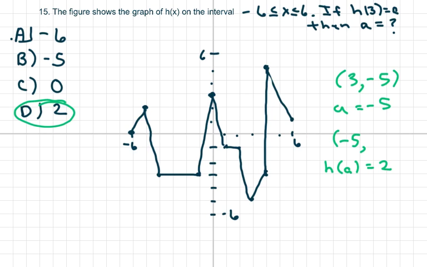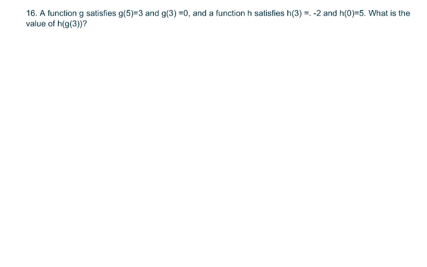Okay, when I was doing this, I wrote this down wrong. You're trying to find h of A. All right. So this would be comma 2.